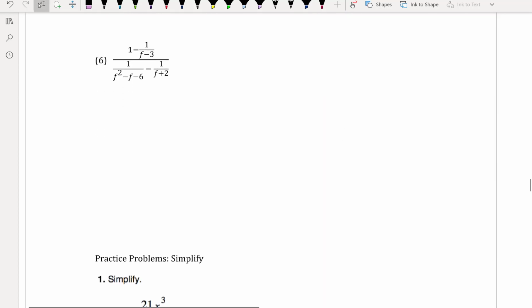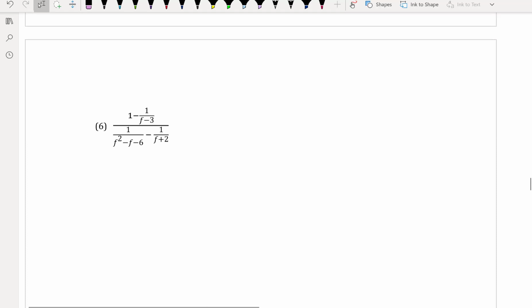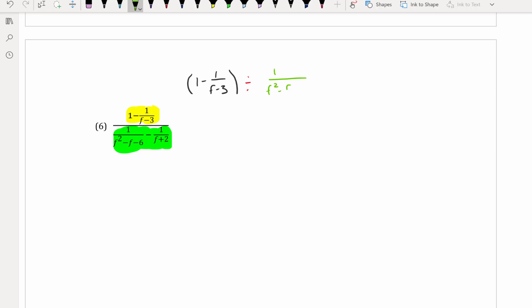Okay, for number 6, this one's a little intense, but it's still doable. So why not just do it? So I have 1 minus 1 over f minus 3. And that was my numerator. And of course I have my denominator, and it's being divided. So I have 1 over f squared minus f minus 6 minus 1 over f plus 2.